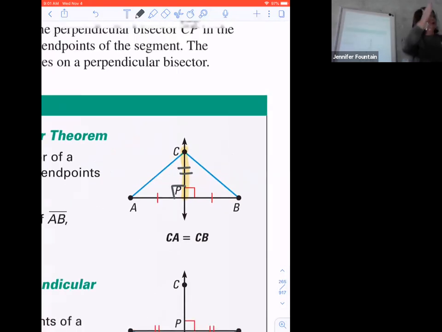Perpendicular bisector cuts the segment in half. Therefore, I know these two are congruent. I know that this side is congruent to itself. I know that this is a 90-degree angle. Therefore, this will be a 90-degree angle. So these are congruent using side angle side.